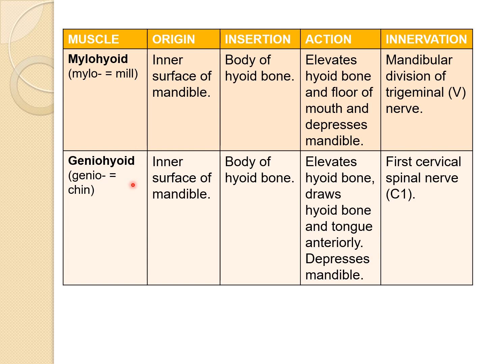The next muscle is geniohyoid. It originates at the inner surface of the mandible and inserts at the body of the hyoid. Coming to the actions of geniohyoid, it elevates the hyoid bone and draws the hyoid bone and tongue anteriorly. It also depresses the mandible. It is innervated by the first cervical spinal nerve, C1.